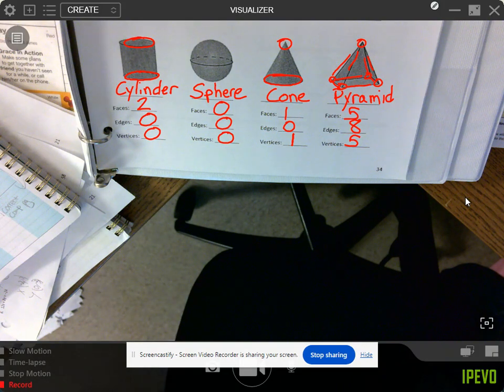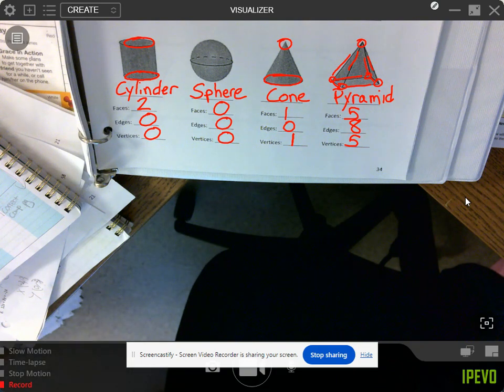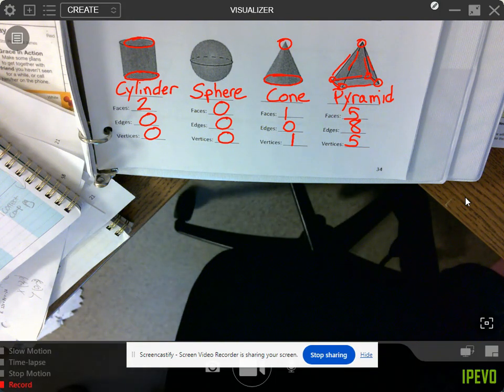Sawyer. Are all these shapes gonna be on the test? Yes. You need to know the names. You need to be able to count edges, vertices, and faces. So you need to know the names of each of these shapes. You have to be able to classify them.